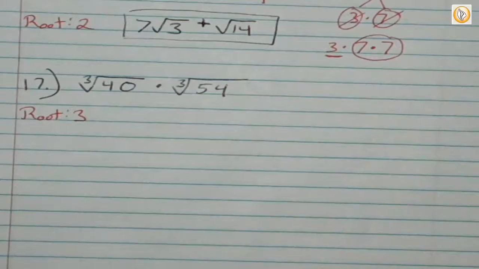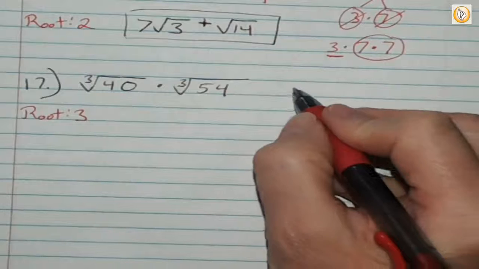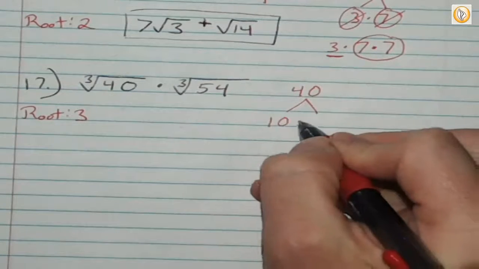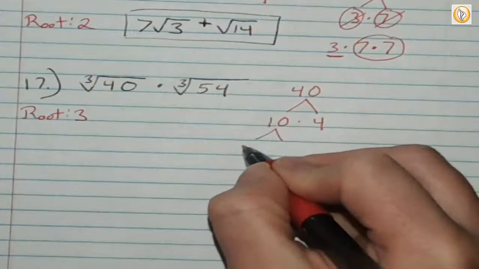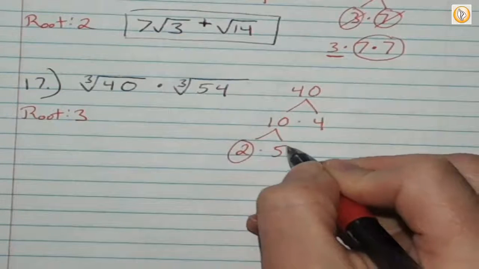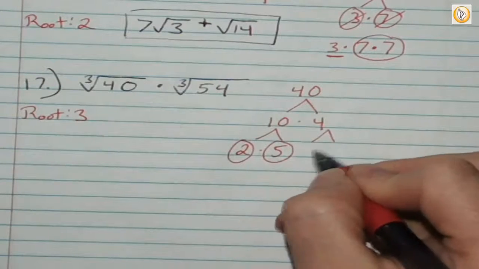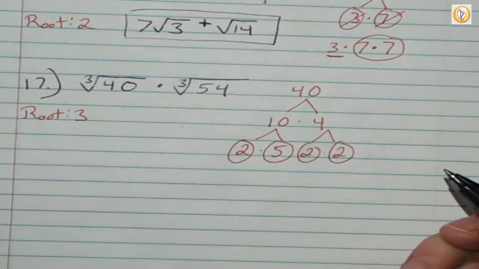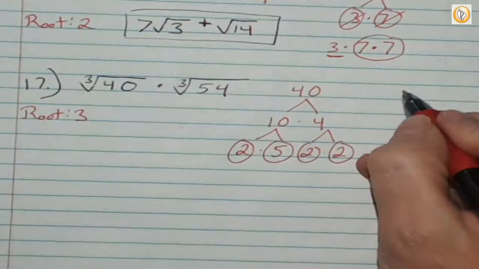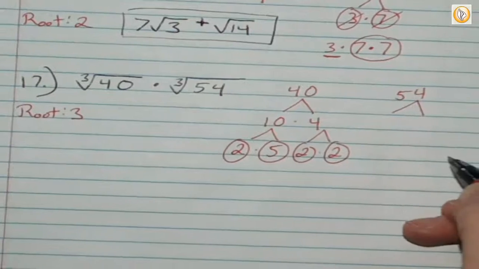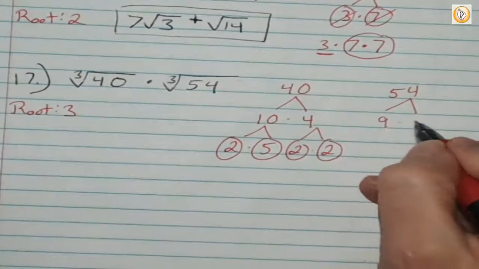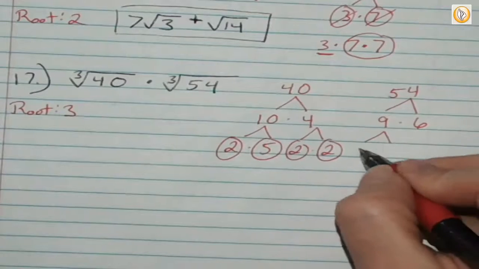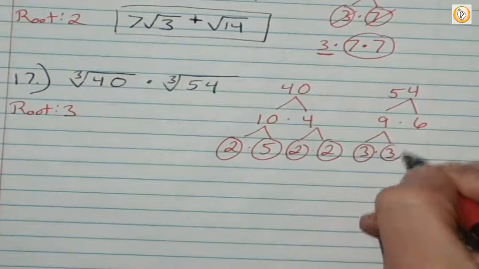Talk me through it. So you have 40 in a factor tree, and 10 and 4 go into it, and then 2 and 5 go into 10, and they're both prime. And then 2 and 2 go into 4. All right. And then you have 54, and 9 and 6. 9 is 3 times 3, and 6 is 2 times 3.